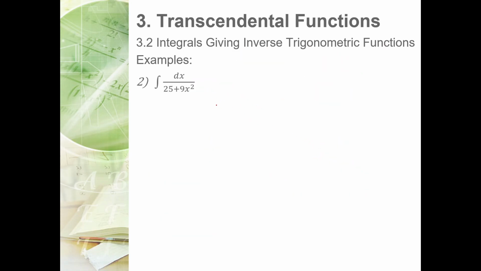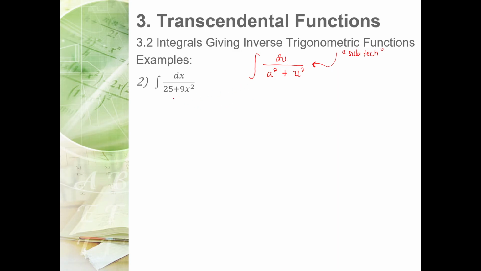Okay, so we have the next problem. We have dx all over 25 plus 9x squared. So this one is in the format of the second one, du all over a squared plus u squared. So again, the goal here is to use the sub technique to make your equation look like this one. Okay, so we're going to use the substitution technique, subtech for short.